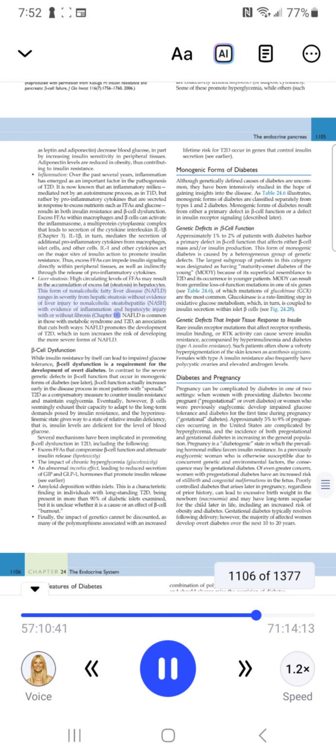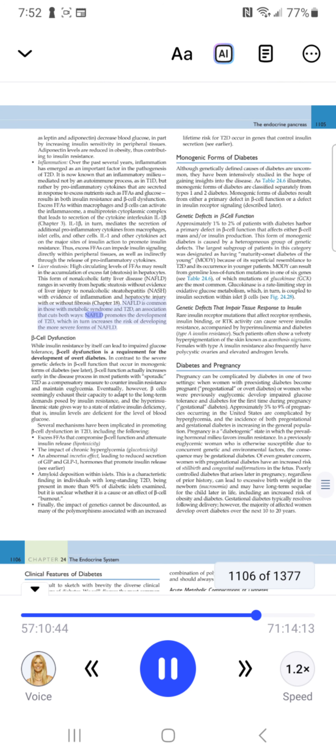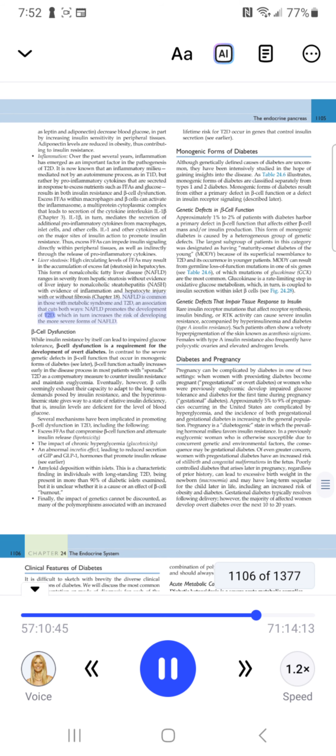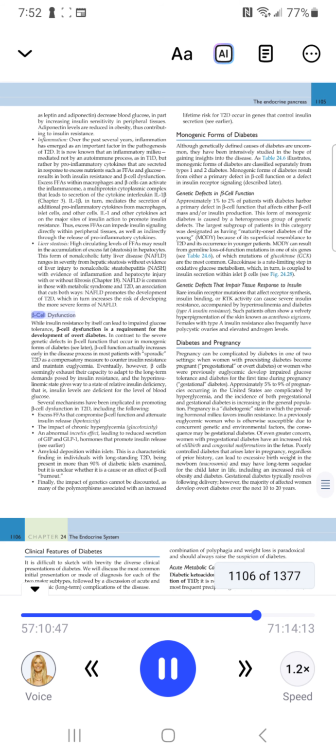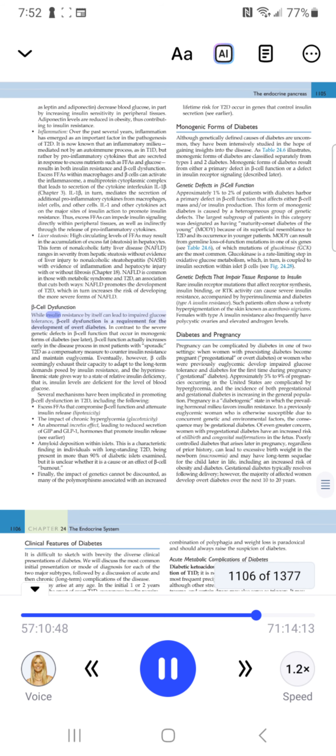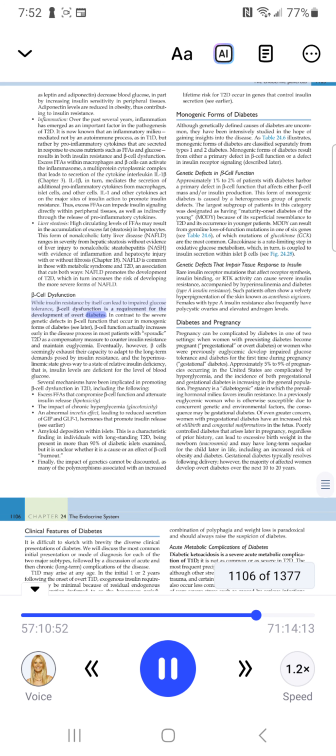Chapter 18. NAFLD is common in those with metabolic syndrome and T2D, an association that cuts both ways. NAFLD promotes the development of T2D, which in turn increases the risk of developing the more severe forms of NAFLD. Beta cell dysfunction. While insulin resistance by itself can lead to impaired glucose tolerance, beta cell dysfunction is a requirement for the development of overt diabetes.